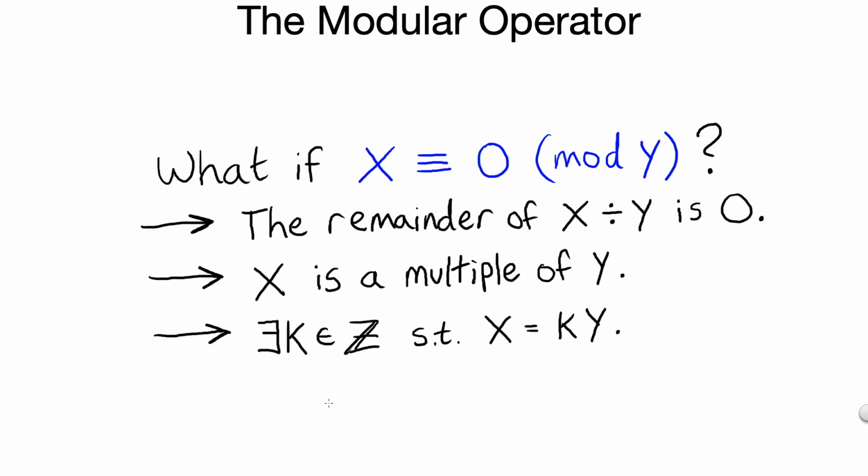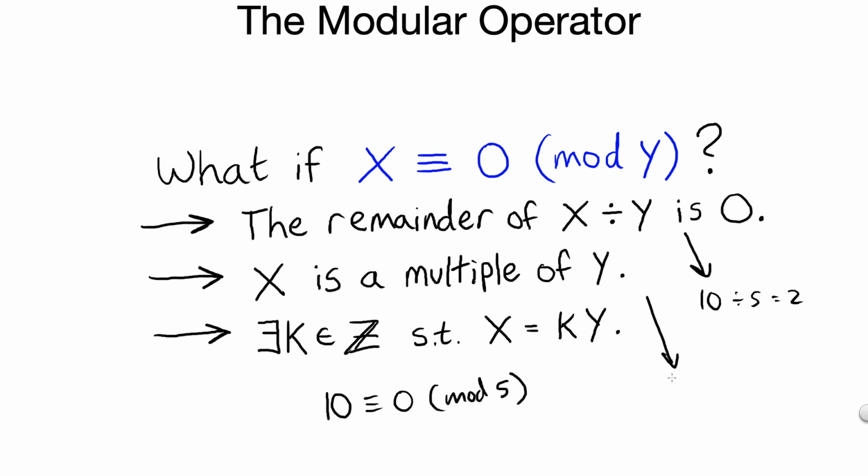An example of this is that 10 is equivalent to 0 mod 5. To repeat these three bullet points using our example, the remainder of 10 divided by 5 is 0. 10 is a multiple of 5. And there exists an integer k, in this case k equals 2, such that 10 equals 2 times 5.